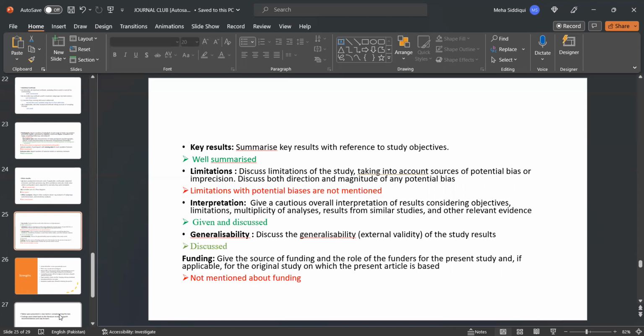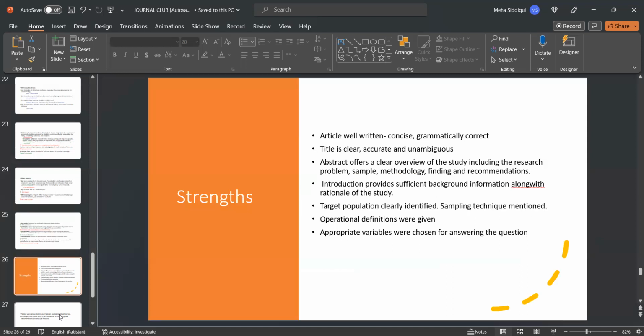Interpretation of results considering objectives, limitations, multiplicity of analyses, results from similar studies, and the relevant evidence are given and discussed. However, limitation is not discussed. Generalizability is discussed. Funding, there is no mention of any funding sources.